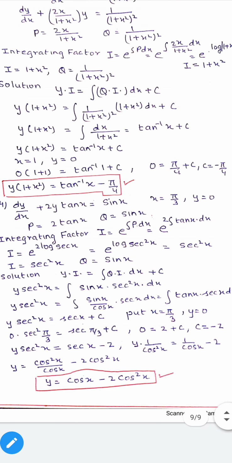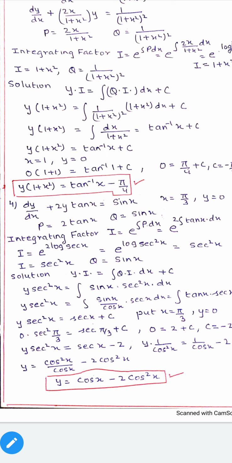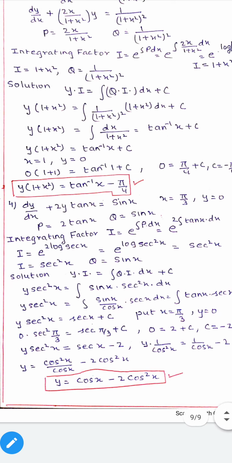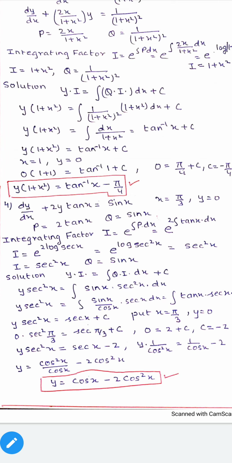Fourth question, dy by dx plus 2y tan x is equal to sin x. Given x is pi by 3 and y is 0. Let us consider p is equal to 2 tan x and q is sin x. Integrating factor I is e to the power integral p dx, that is integral 2 tan x dx. We know the integral of tan x is log sec x.